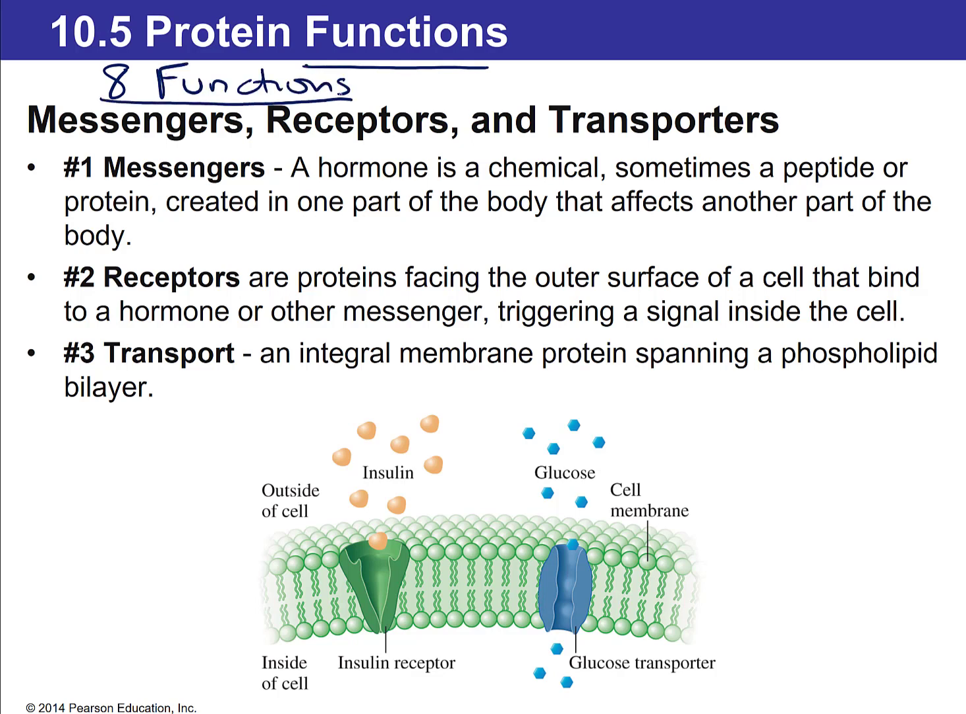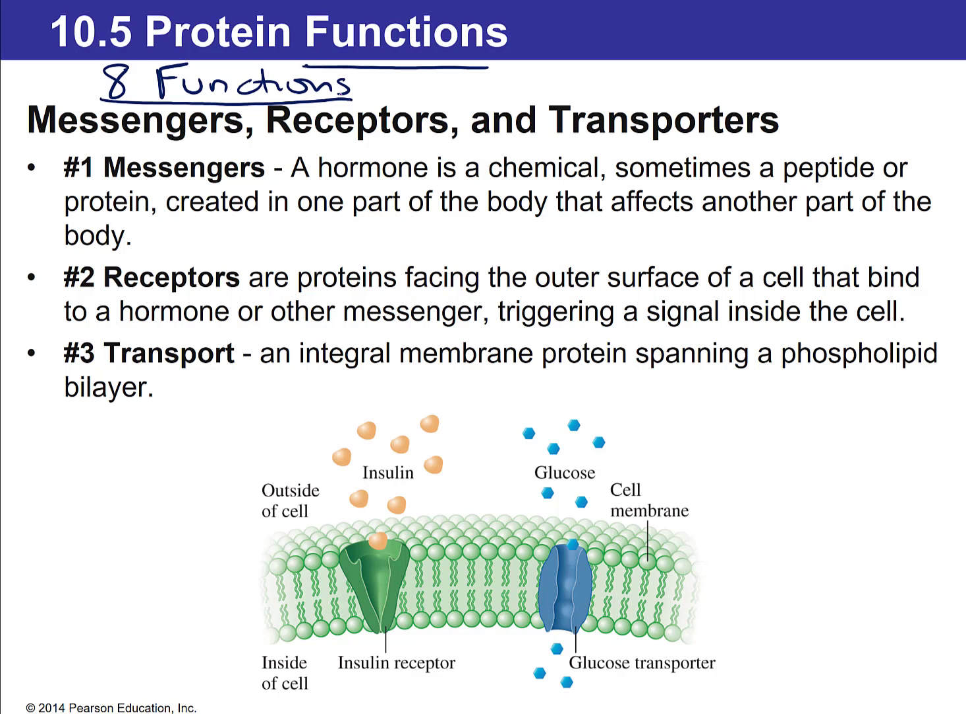So when we talked about lipids, we talked about how lipids can be phospholipids, form membranes. They could be cholesterol and help in forming sex hormones. Protein's big function, there's really kind of 8 categories. And this first slide actually shows all 3 in one picture. So proteins can be messengers, they can be receptors, and they can be transporters.